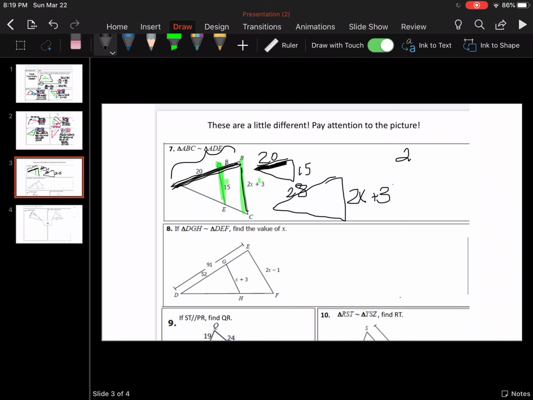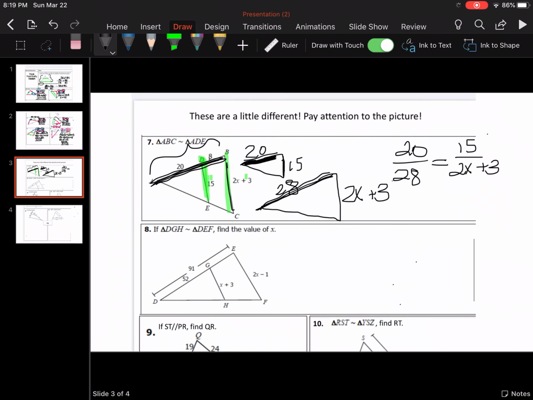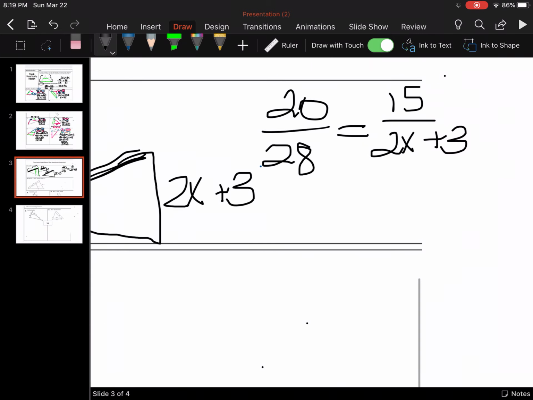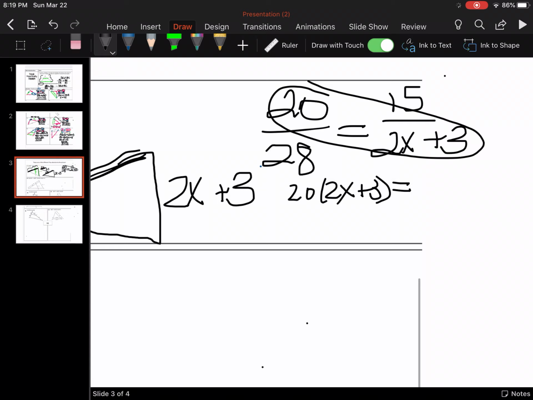So I'm going to do the 20 over that corresponds to 28 in the bigger triangle equals 15, and that corresponds to the 2x plus 3 in the bigger triangle. I'm going to make this a little bit bigger because I'm running out of space. Here we go. Cross multiply. So it's 20, parentheses 2x plus 3 equals 28 times 15, which is 420.